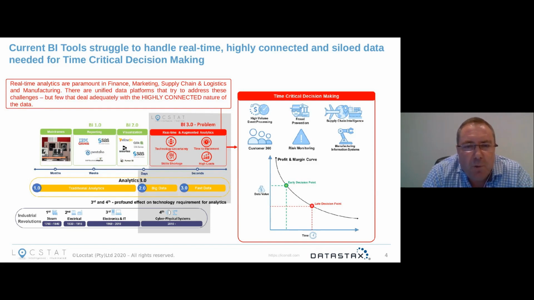What's very important in this space, especially where you're looking at time-critical decision-making, is to ensure that you have solutions that provide you with the capability to make earlier decisions on your data. Because invariably, if you are able to make earlier decisions, it has a bottom line effect on the profit and margins of your organization. Typically, if we look at time-critical decision solutions, we're looking at high-volume event processing, fraud prevention solutions, supply chain intelligence, customer 360, risk monitoring, and also manufacturing information systems.